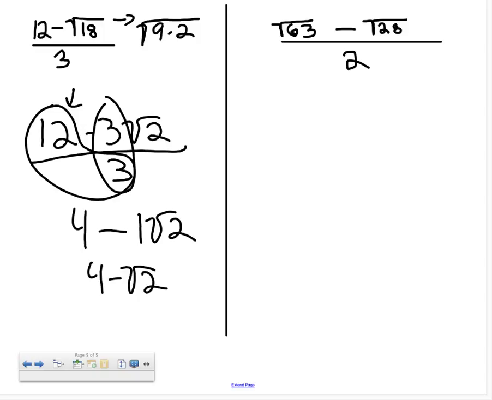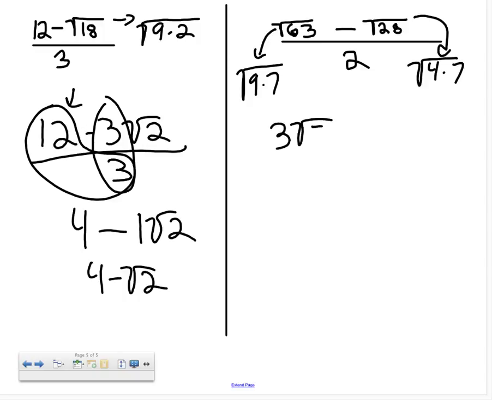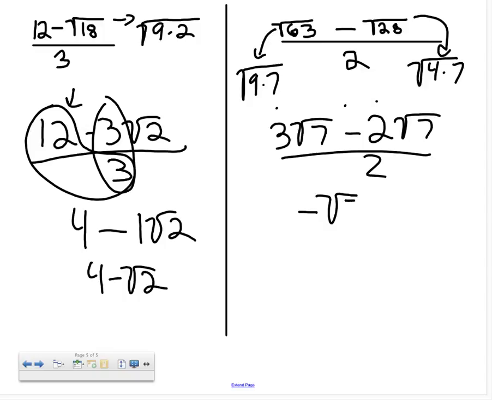Right now, these roots don't look like they have anything in common, but if I look a little bit, 63 is root 9 times 7. 28 is root 4 times 7. So if I play around with this a little bit, this gives me 3 root 7 minus 2 root 7, all over 2. Well, 3 root 7 minus 2 root 7 I can do because they're both root 7s. So 3 minus 2 gives me negative 1 root 7 over 2.